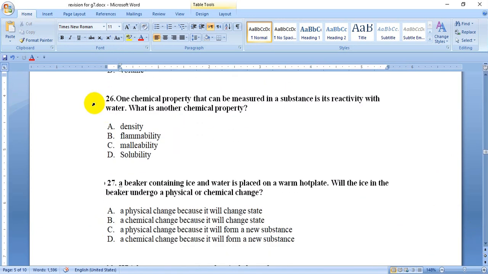Question 26. One chemical property that can be measured in a substance is its reactivity with water. What is another chemical property? As I mentioned before, we have only 2 chemical properties. We have reactivity, one of them, and the other one is flammability, or how easily it burns.